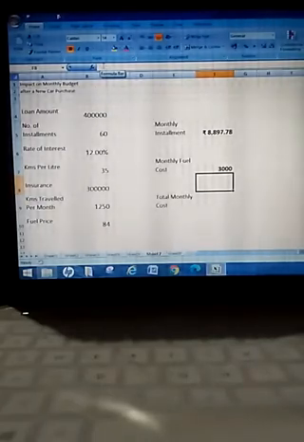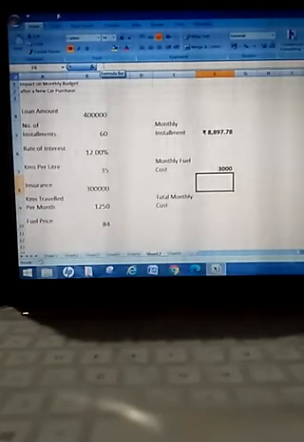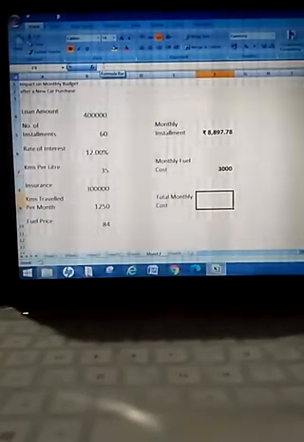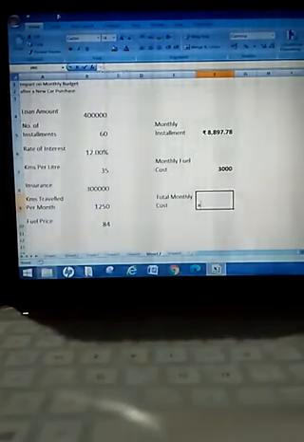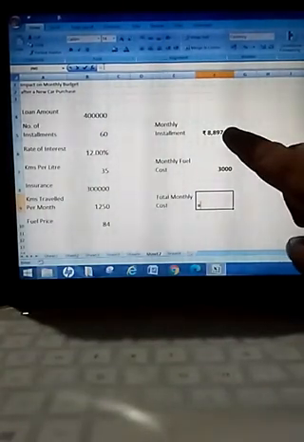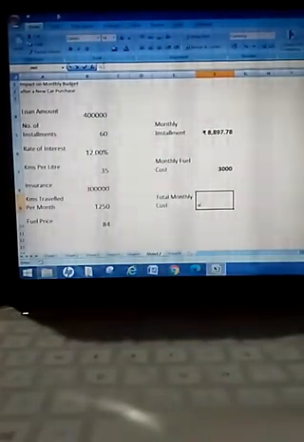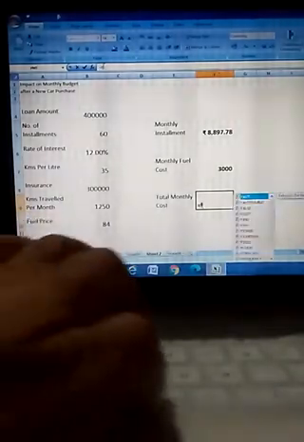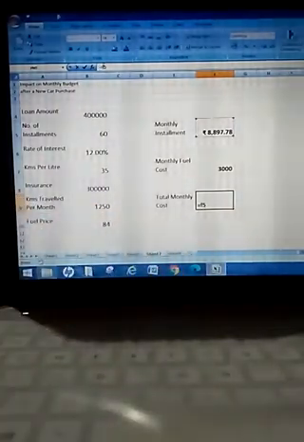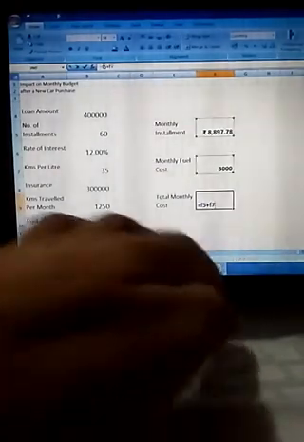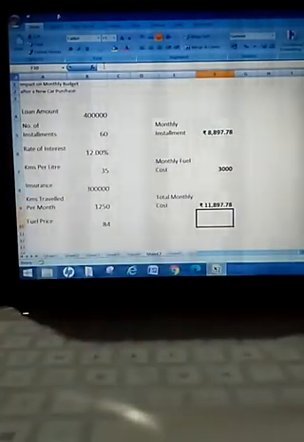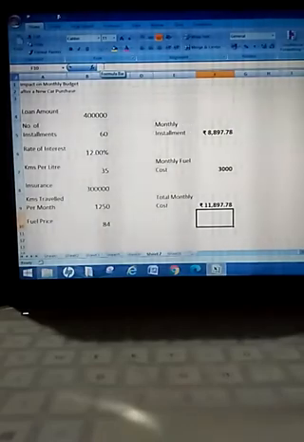Clear? Secondly, suppose we have to find out the total money. So what is the total money? That is what you are going to find out here. That is the monthly installment plus the fuel cost, the total monthly cost, that is equal to F5 plus F7, and that will be your total monthly cost.